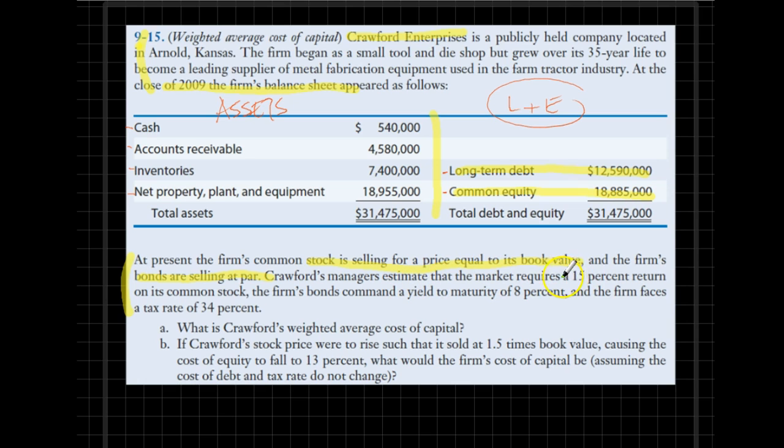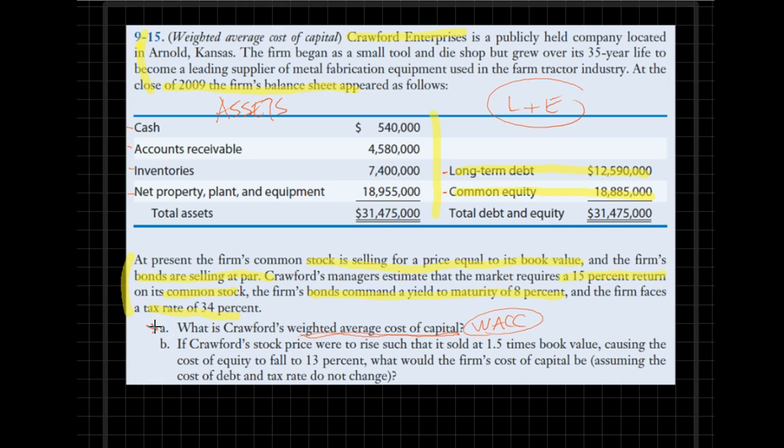In addition, we know that the stock return is 15% and the bond return before tax is 8%, or you can consider it as a before-tax cost of capital, and the tax rate is given as 34%. The question has two parts. In the first part, knowing that the accounting books reflect the true value of the firm, we need to come up with the weighted average cost of capital, the WACC, for this firm. The second part we will have a look at next.